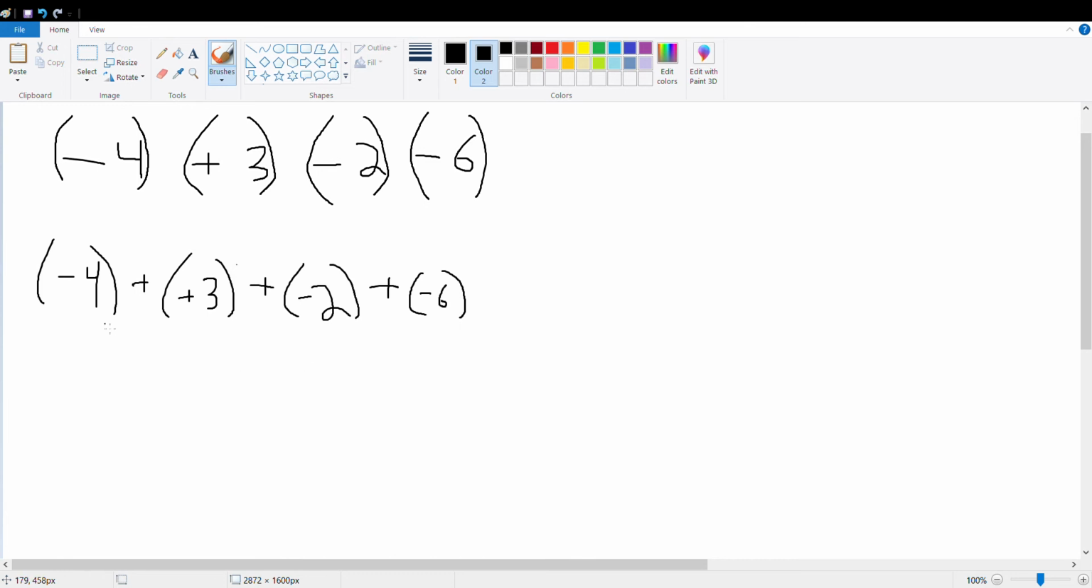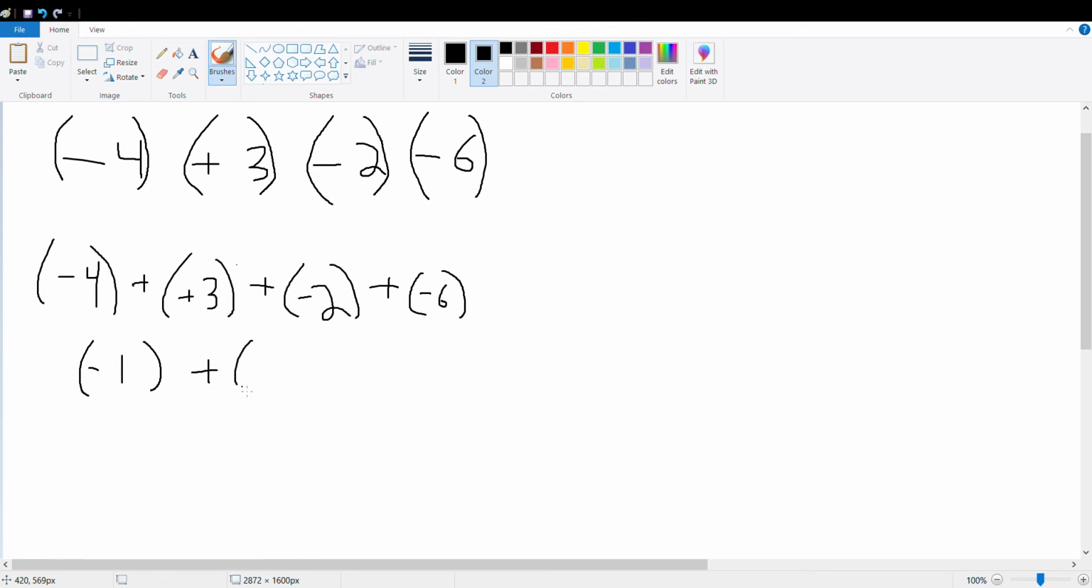So we would go through and say negative 4 plus positive 3. Well, which number is bigger? 4 is larger, so we know our sign is going to be negative. And then, since they're different, we take the difference. 4 minus 3 is 1. So we have negative 1.